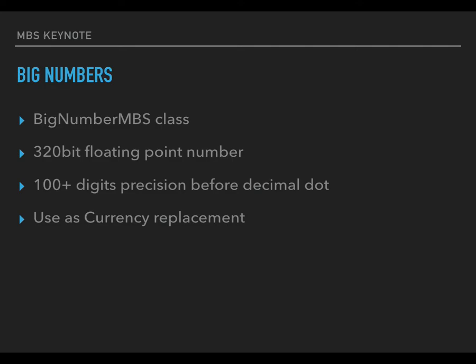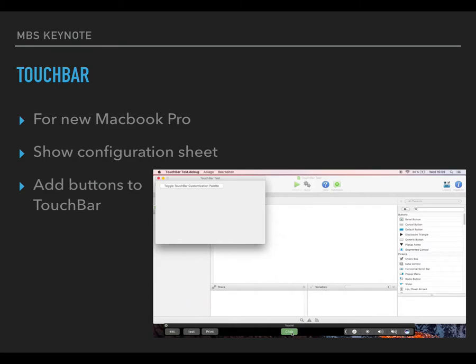And in a couple of projects, we use it as a replacement for the currency data type, because the currency data type is internally a 64-bit number, so it has a fixed 4 digits after the dot and 11 before the dot. And if you need more, like you need to use a currency which has smaller increments than 1/10,000, you need more positions. So you can try it if you like.